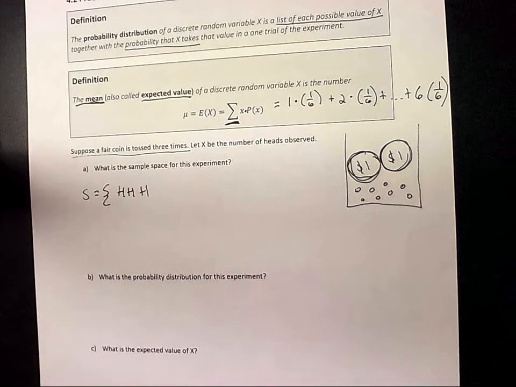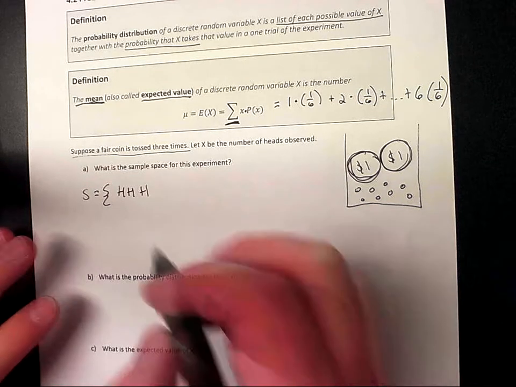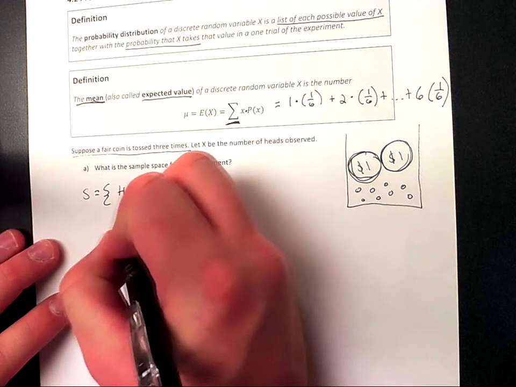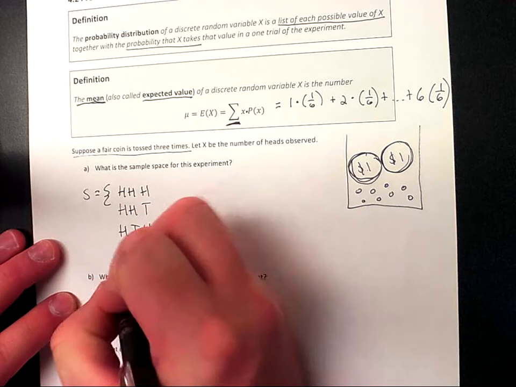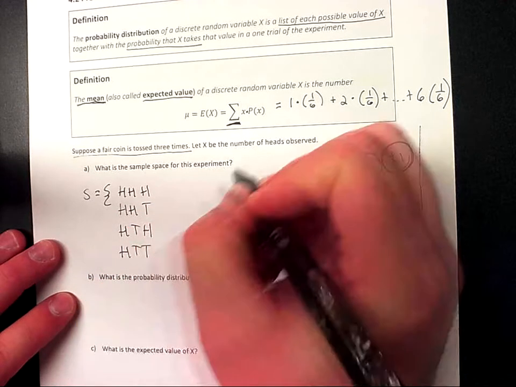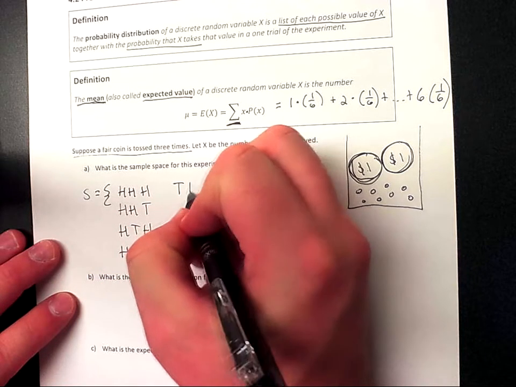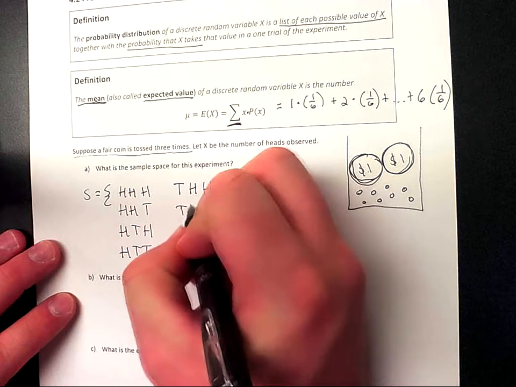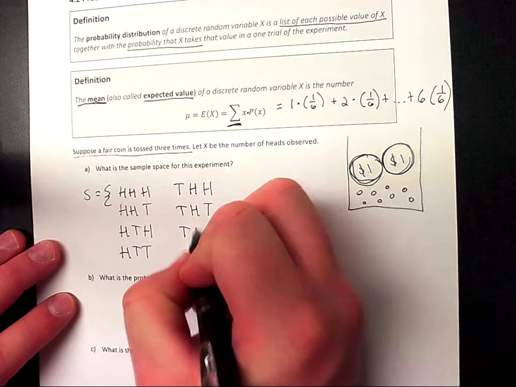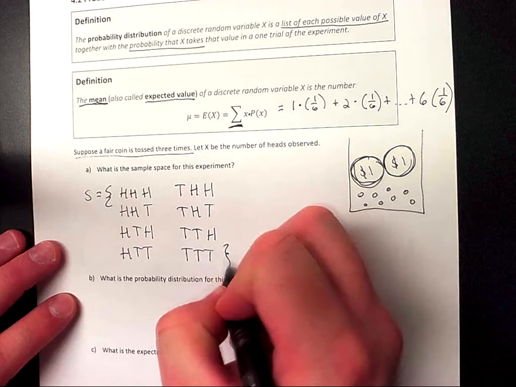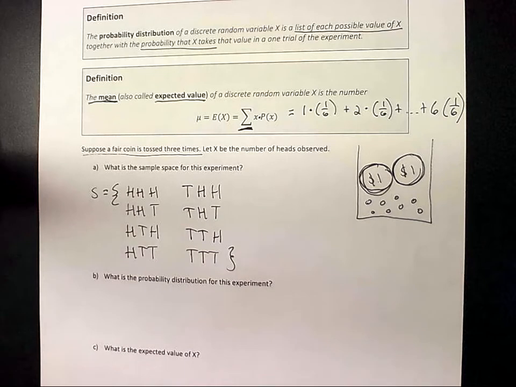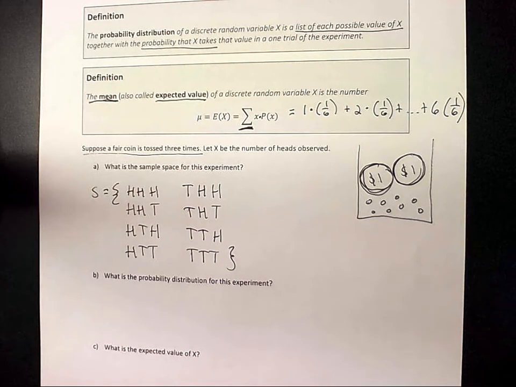Awesome. Right, so we're going to have heads, heads, heads; heads, heads, tails; and so on and so forth for all the combinations. So we're going to have heads, heads, heads; heads, heads, tails; heads, tails, heads; heads, tails, tails; tails, heads, heads; tails, heads, tails; tails, tails, heads; and tails, tails, tails. That's going to be our sample space. Does that make sense?